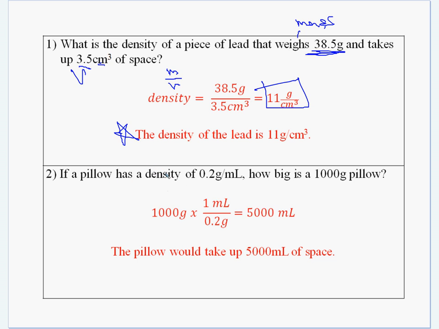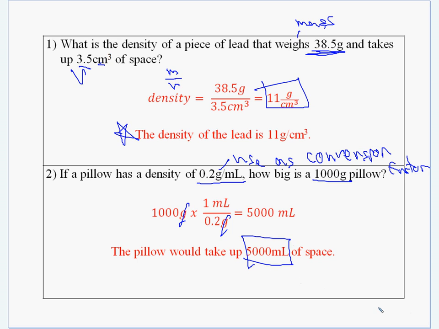Number two, if a pillow has a density of 0.2 gram per milliliter, how big is a 1,000 gram pillow? Well, now I'm not solving for density. It gives me the density. So I'm going to use the density as a conversion factor, which is right here. So here the grams go on bottom, so it cancels out. All that's left is milliliters. You get 1,000 divided by 0.2, which becomes 5,000 milliliters. So the pillow would take up 5,000 milliliters of space.